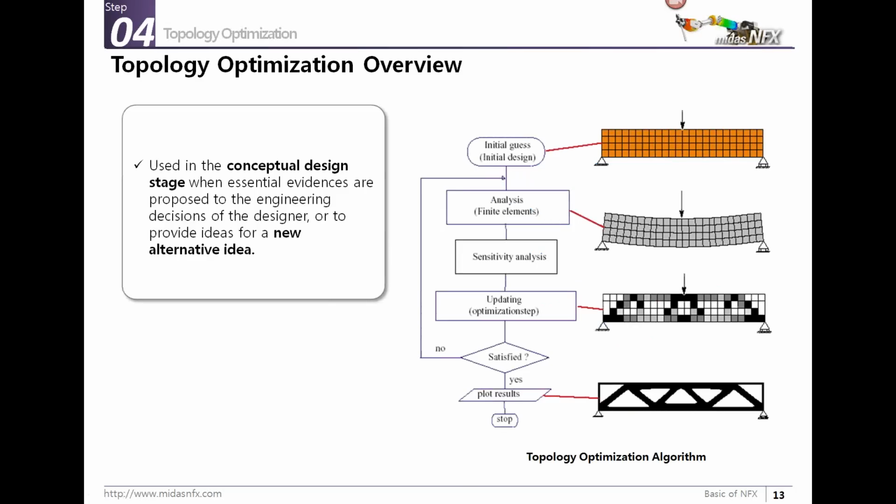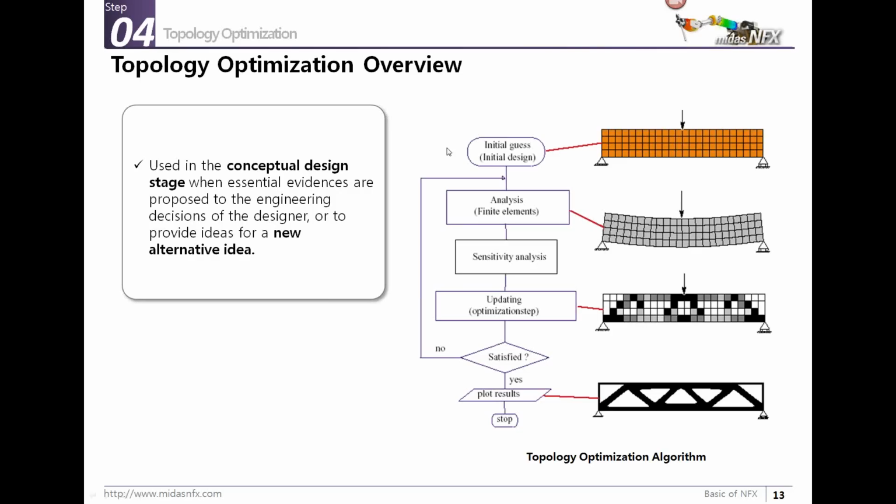Topology optimization is used more in the conceptual design stage. When you have the essential evidence that you need for your design, it will provide you some alternative ideas that you can consider to include in your design. You shouldn't think that it will give you the final shape and then you can go on and produce it. It's not working like that. It's just a way to give you some idea of how you can improve your design.